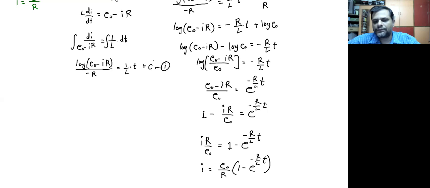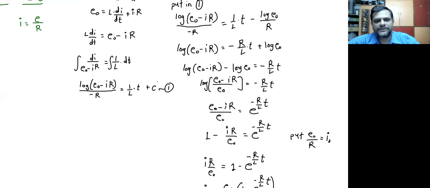We can just see how naturally this E naught by R appears here in this expression, which can be easily put as I naught. E naught upon R, if we call it I naught, let's put E naught upon R as the I naught, which is the current obtained after infinite time, as we have discussed here.